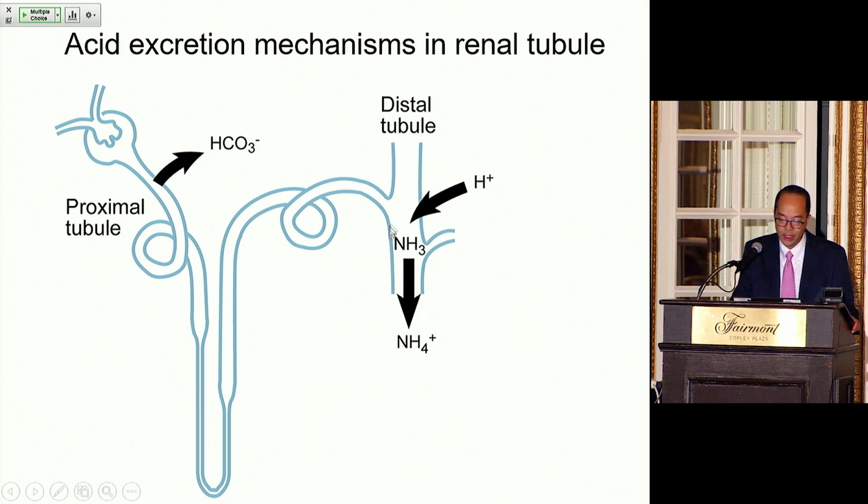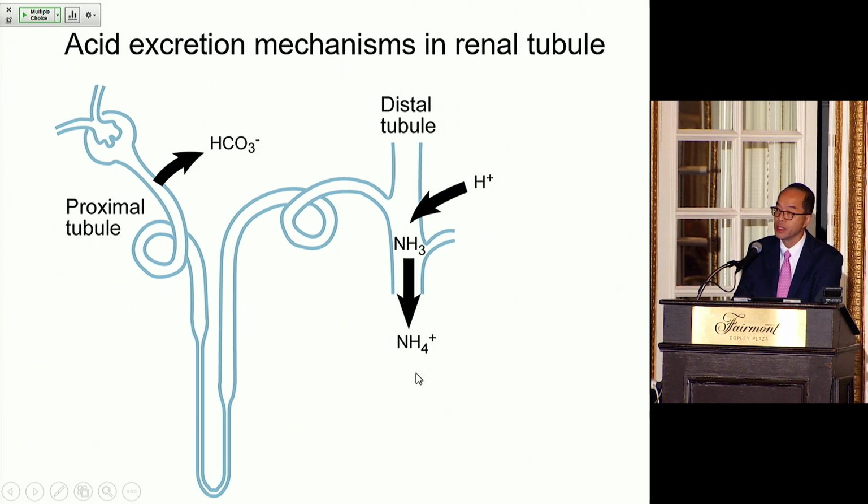So the trick is that we also have a buffer, ammonia. And so ammonia acts essentially like a carrier or a sponge to soak up all these hydrogen ions and then get rid of large amounts of it as ammonium in the urine. So those three steps are needed for acid excretion. Reabsorb all the bicarb, secrete the protons, and then buffer them and get rid of them as ammonium.